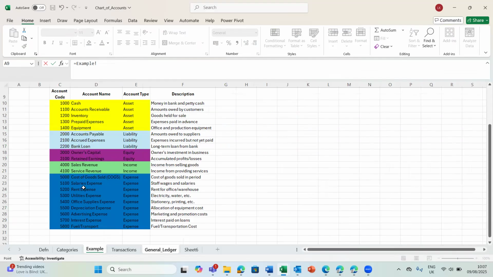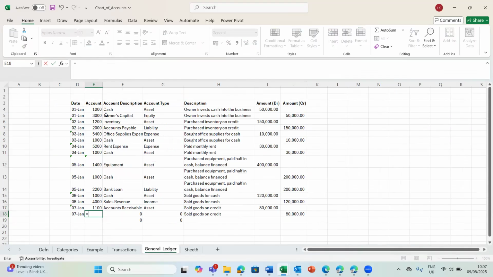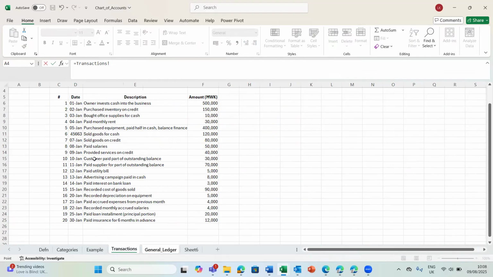So let's go to assets. Where do we have accounts receivable? There, 1100. Okay. What do we credit? We credit sales revenue. Okay. So we credit sales revenue. That's on the 7th. Let's go to the 8th.